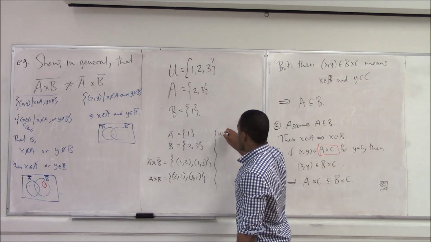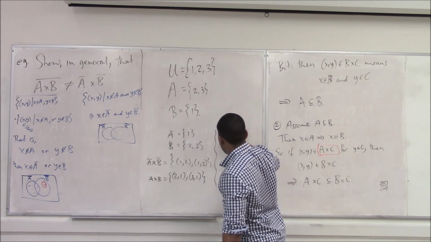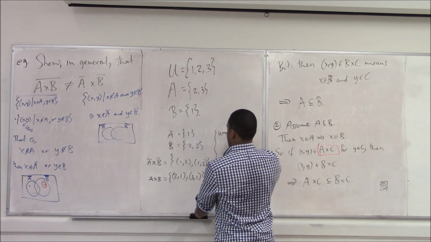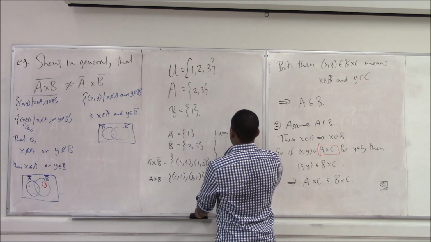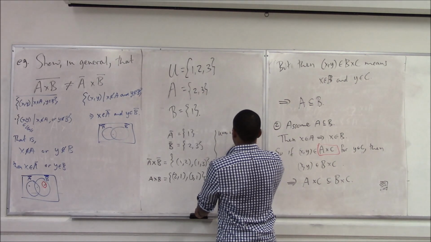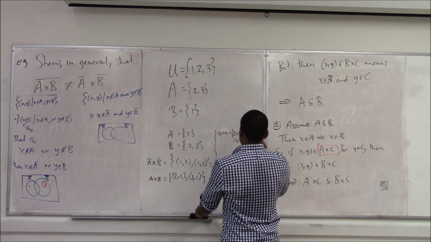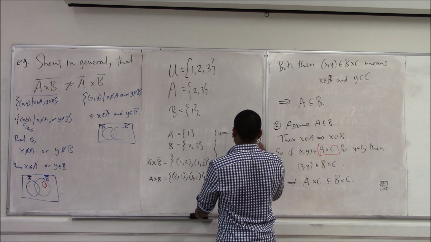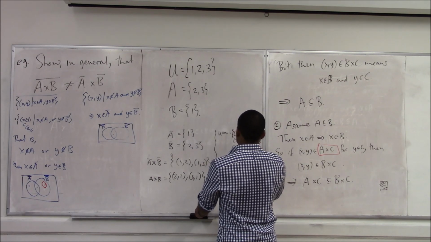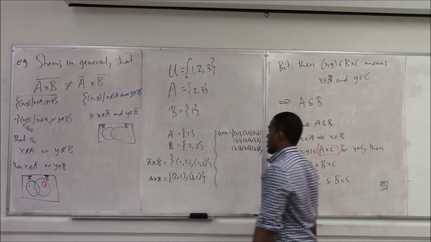Now, what does U cross U look like? 1, 1, 1, 2, 1, 3, 2, 1, 2, 2, 2, 3, 3, 1, 3, 2, 3, 3.